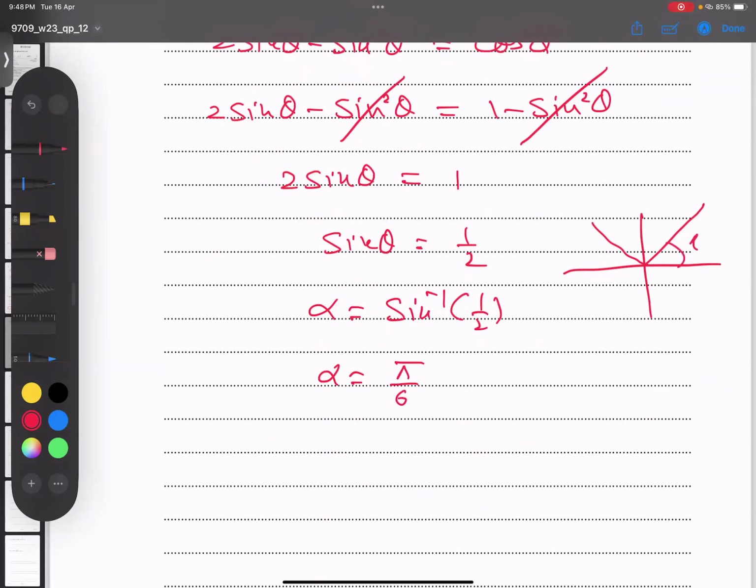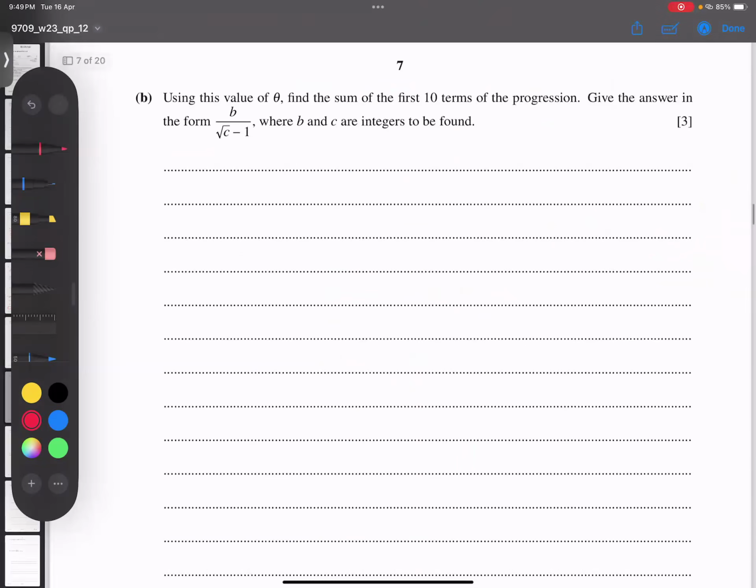It means pi by 6 here and pi by 6 here. But the second answer is out of range. This one is in range only. So we got this answer. It means theta is equal to pi by 6. No need to show the second answer. And let's go for the second part.